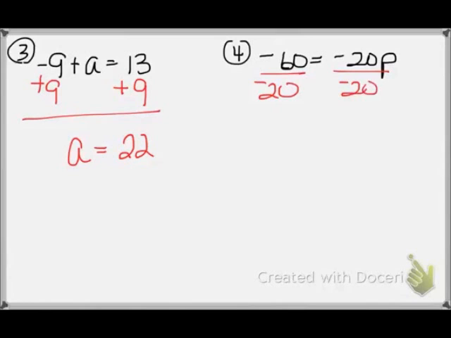Number 4, it's a marriage divorce thing going on. So I'm going to divide by -20. p equals +3. Remember, positive because a negative divided by a negative is a positive number.